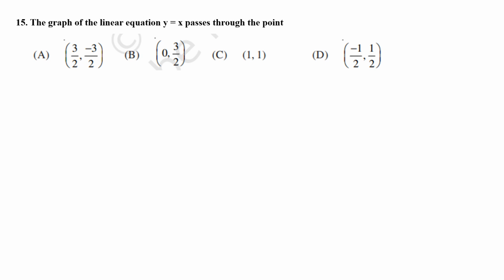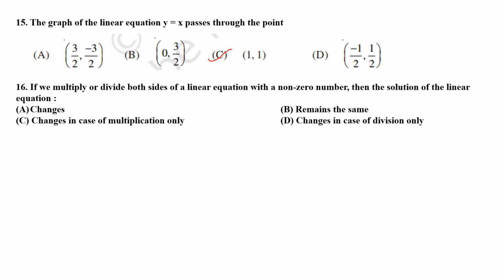Now moving to question number 15, the graph of the linear equation y equal to x passes through the point. Now see here, it's very simple to identify. Both the coordinates are the same. y is equal to x. So which option has both coordinates the same? So it is option C. So 15, option C is the correct answer.